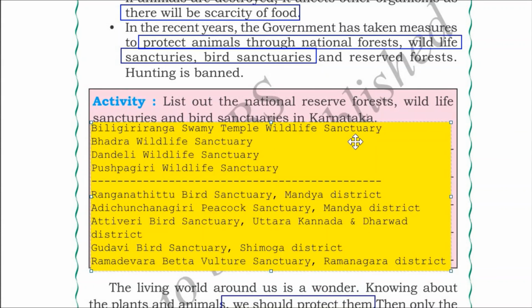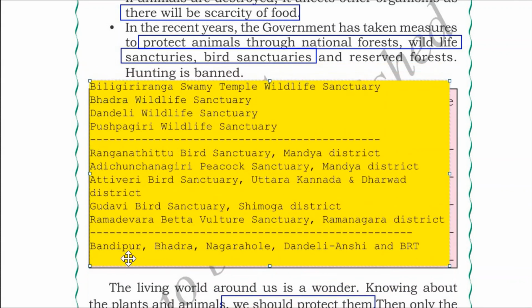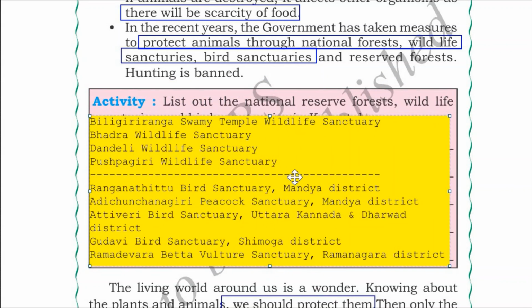We have Biligiri Rangan Swami Temple Wildlife Sanctuary, Bhadra Wildlife Sanctuary, Dandeli Wildlife Sanctuary and Pushpagiri Wildlife Sanctuary. We also have different bird sanctuaries in Rangantittu, Adichunchangiri, Ativeri, Gudavi and Ramadevrabetta Vulture Sanctuary. In addition to this, we also have dedicated tiger reserves in Karnataka. Those are in Bandipur, Bhadra, Nagarhole, Dandeli Anshi and the Biligiri Rangan Temple Forest. So you can add on to this list by finding more national reserves and forest reserves.